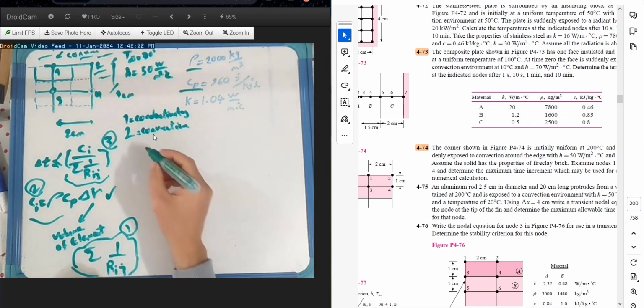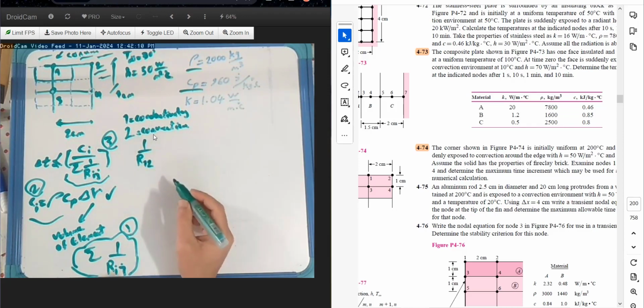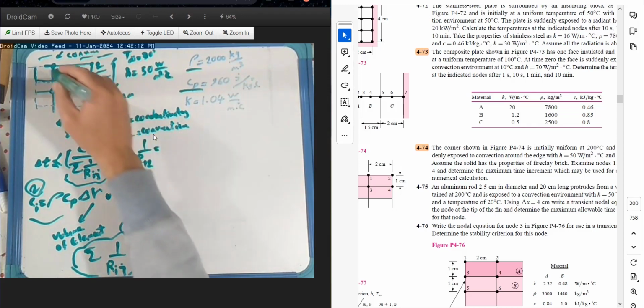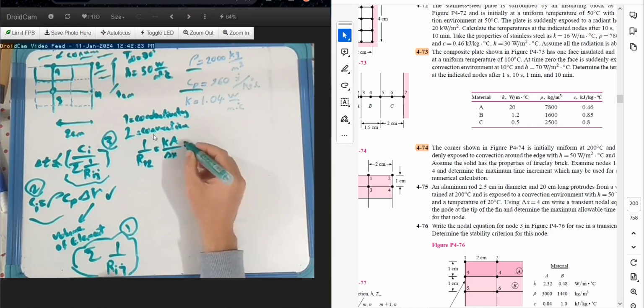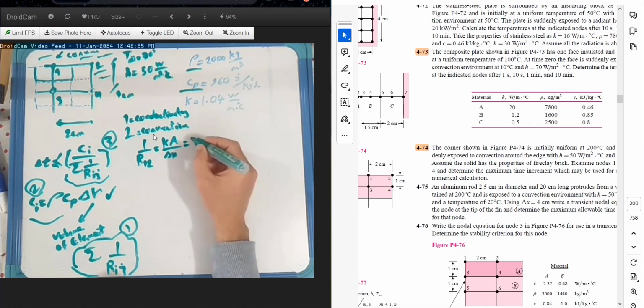Okay, let's get started. 1 over R 1 to 2. What do we have? 1 to 2 conduction. And what is the formula? kA over delta X equals k, 1.04.